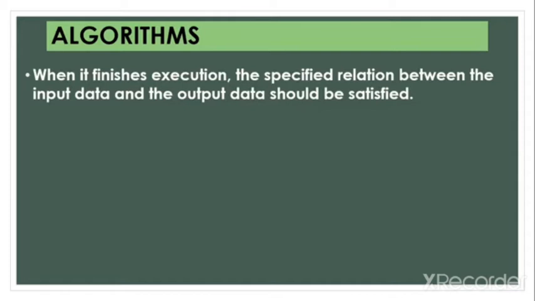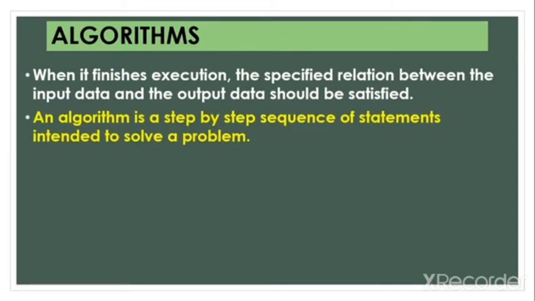So all our statements specify the relation between the input and output. An algorithm is step-by-step sequence of statements intended to solve a problem. So finally, what is an algorithm? It is a step-by-step statement or instructions. Okay, it is just statement which convey how to solve the particular problem. Okay, so why you are writing an algorithm? No, the main intention is to solve a particular problem.